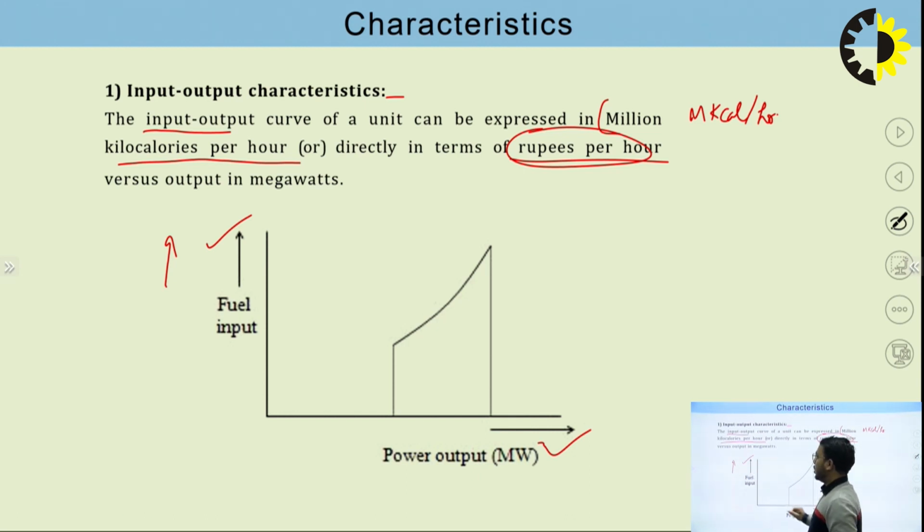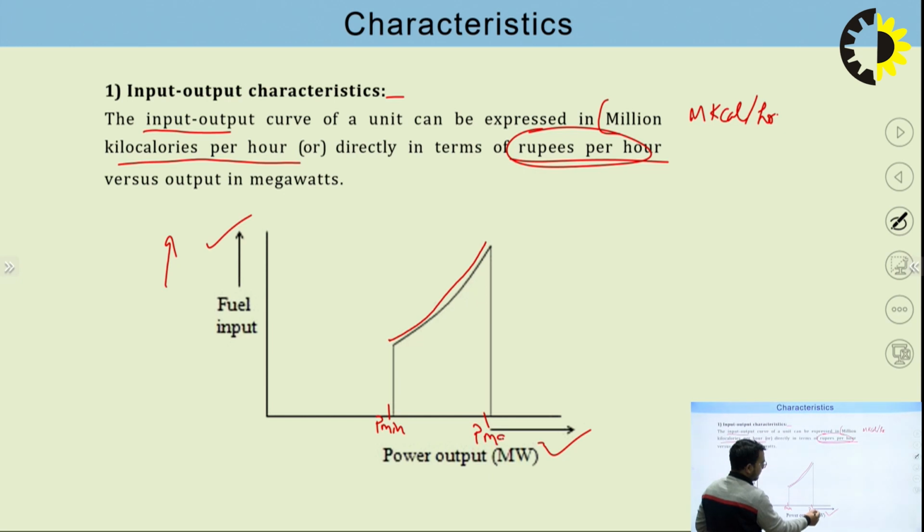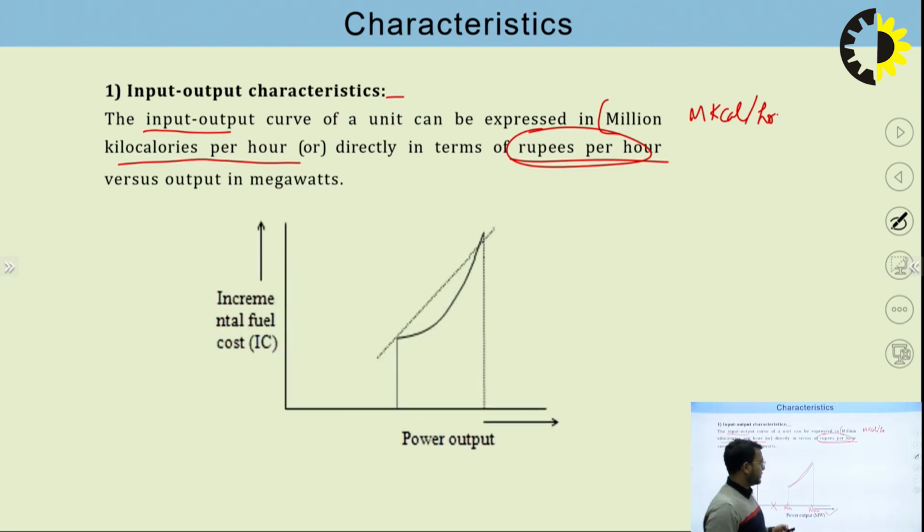So the input output characteristic comes out to be approximately a straight line, although it is a little bit curvy, of curved nature. This is P minimum and this is P maximum. So the generator will always operate within this range. The generator will never operate over this range, and you must not operate the generator outside it. So this is the first characteristic, the input output characteristic.